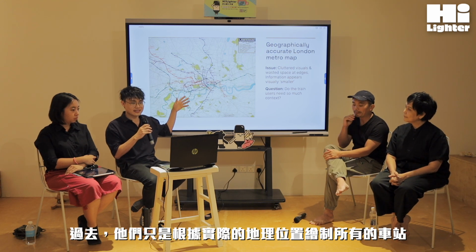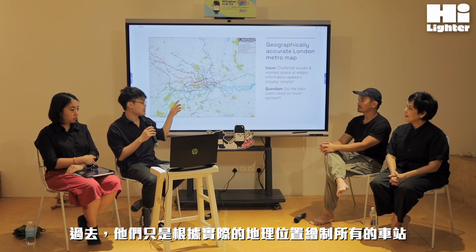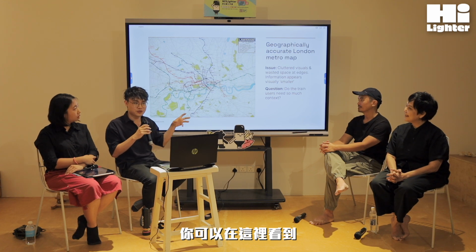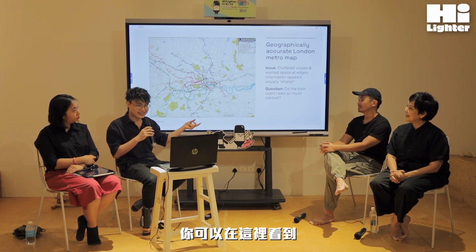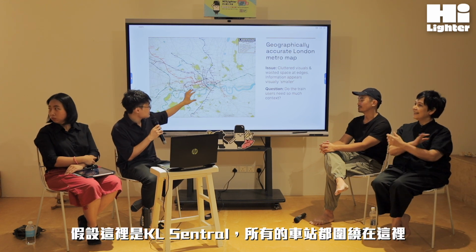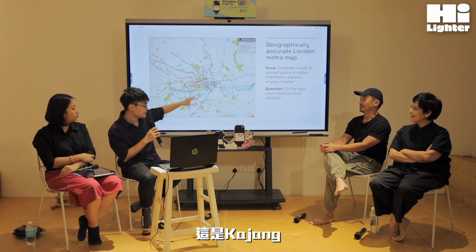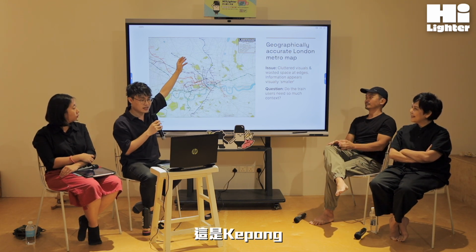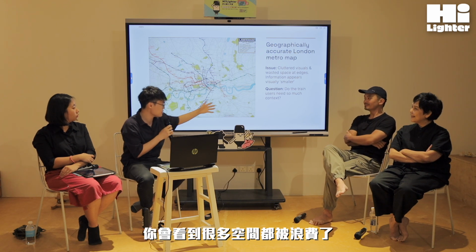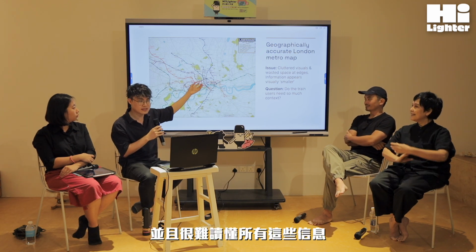In the past, they just plotted all the stations according to the actual geographical location. But you can see here, imagine here is KL Central and all the stations are around here. And here is Kajang, here is Kepong. We can see a lot of wasted space here, and it's hard to read all this information.